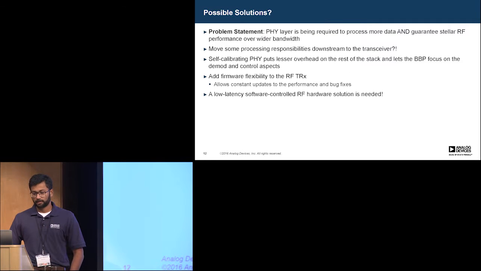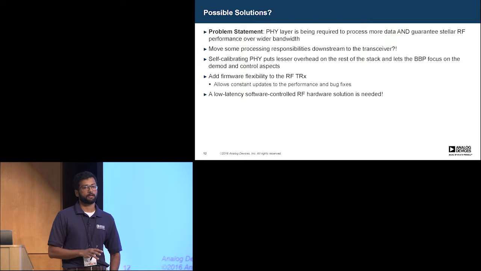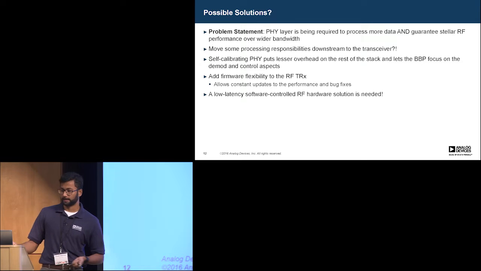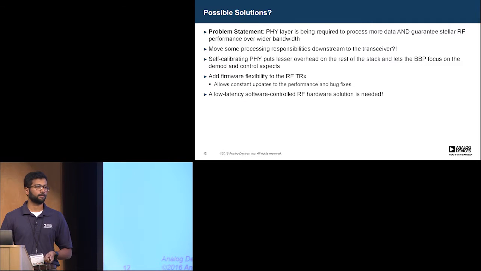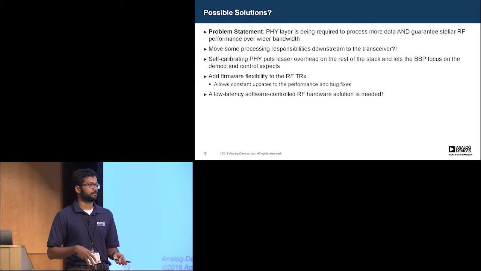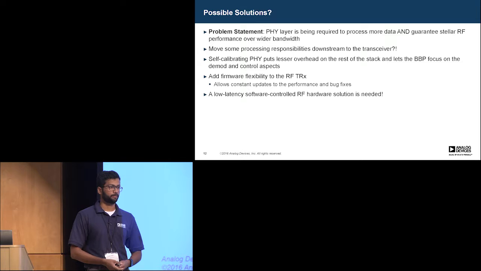Now, here's the problem statement. You have all of these things converging on a realizable problem, which is the PHY layer having to do a lot of heavy lifting. Now, how do you combat it? You still want high performance, more and more bandwidth. You want all of those things. So why not move some of the processing requirements away from the baseband and into the transceiver, or distribute the whole overhead that you need?